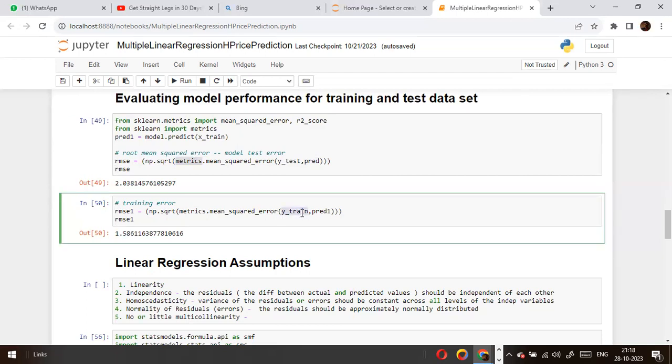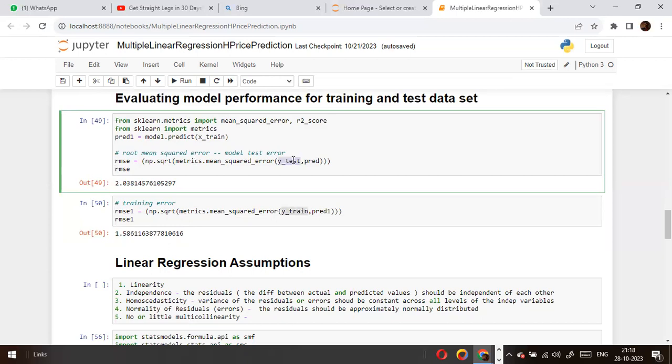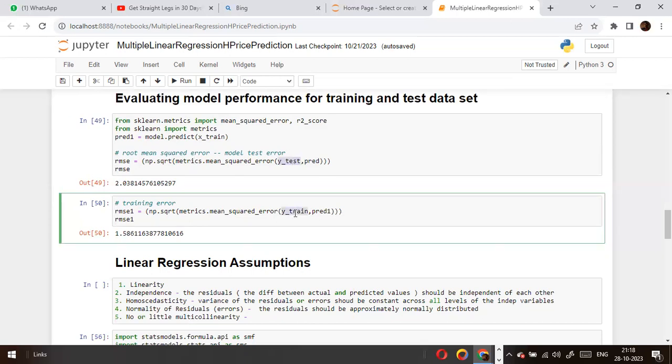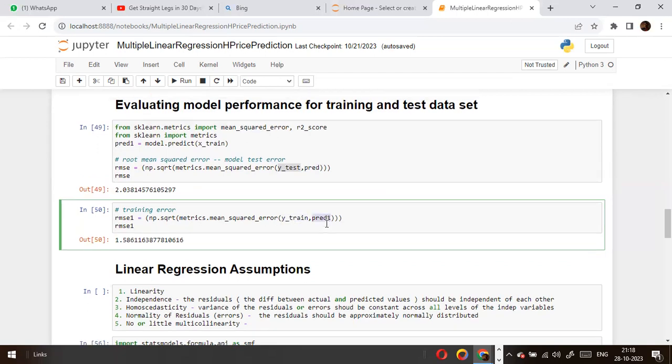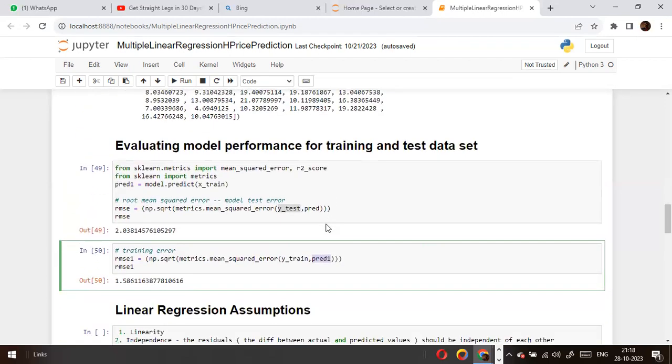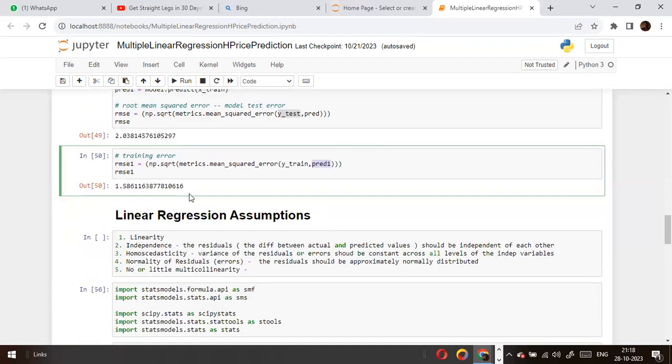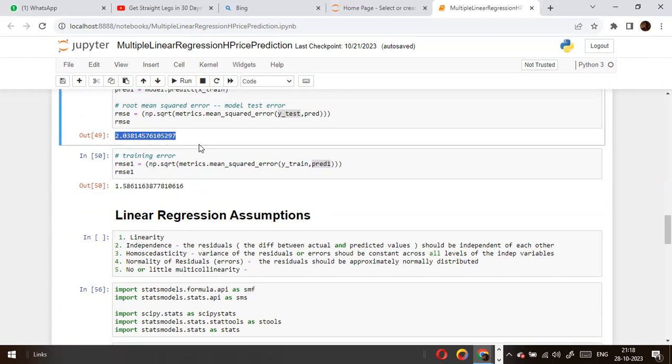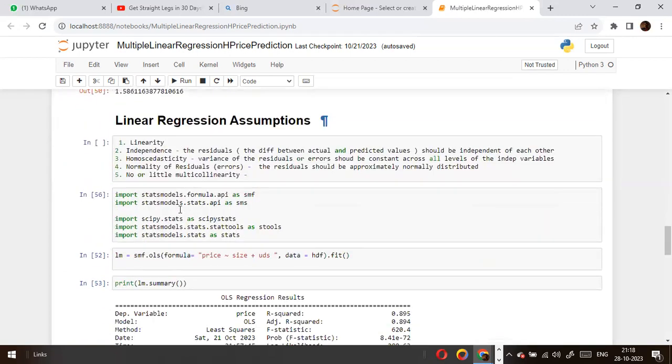If I wanted to know the root mean squared error for the training data set, instead of passing the test data dependent variable, we pass the training data set dependent variable and the predicted value of my trained model. So this is the one I passed, and we can see 1.58. Now the training root mean squared error and test root mean squared error should be somewhat close by, but there is a slight difference here.